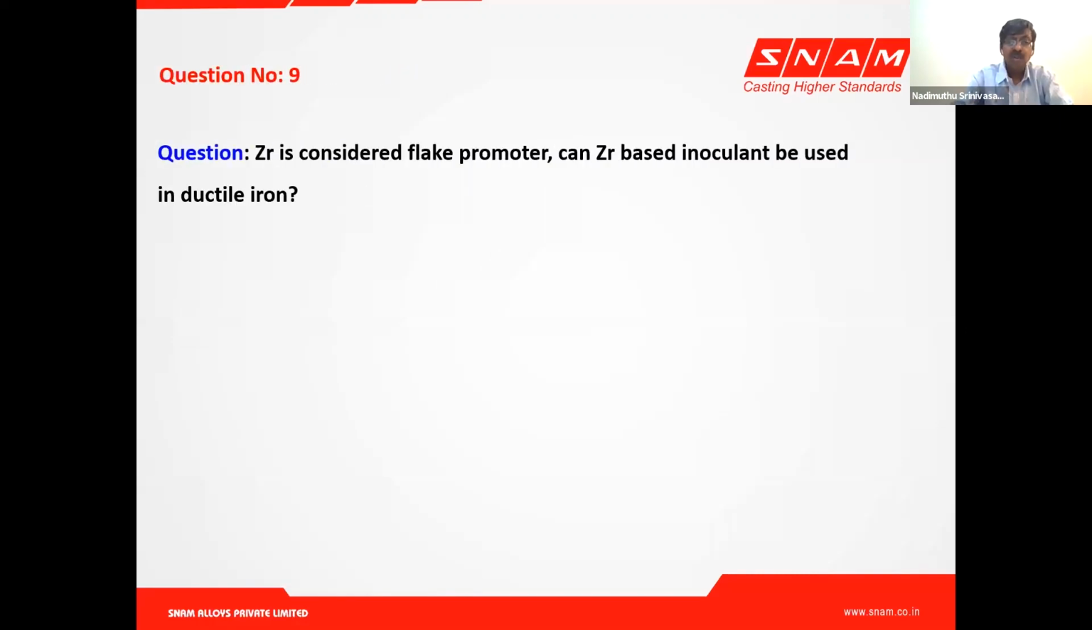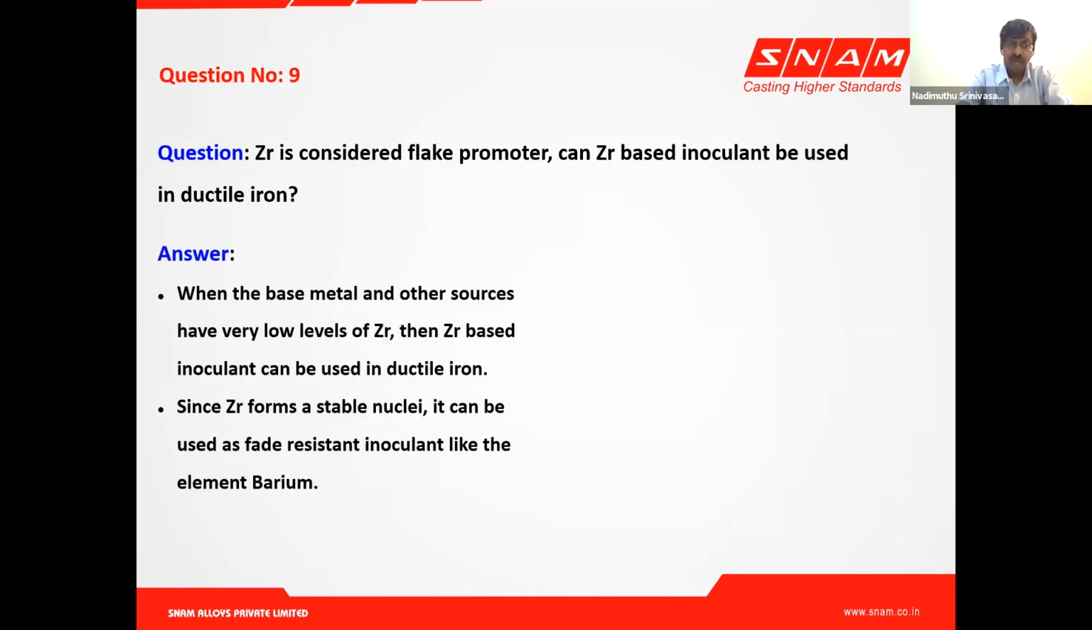Now, can zirconium be used in ductile iron? Because we have seen that being used in gray cast iron. Can it be done? When the base metal and other sources have low levels of zirconium, yes, then a zirconium-based inoculant can be used in ductile iron. We have seen ductile iron foundries using zirconium-calcium based inoculant in their process. Since zirconium forms a stable nuclei, it can be used as a fade-resistant inoculant. So barium, zirconium, strontium, they all form stable nuclei at a higher temperature.